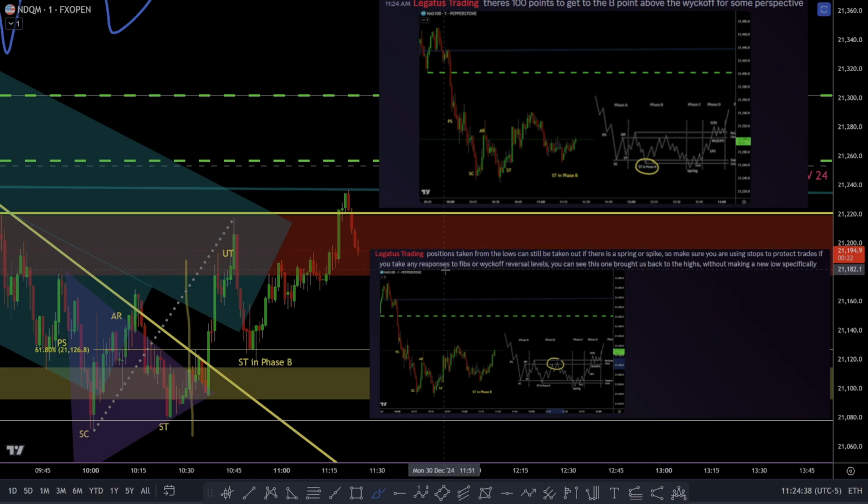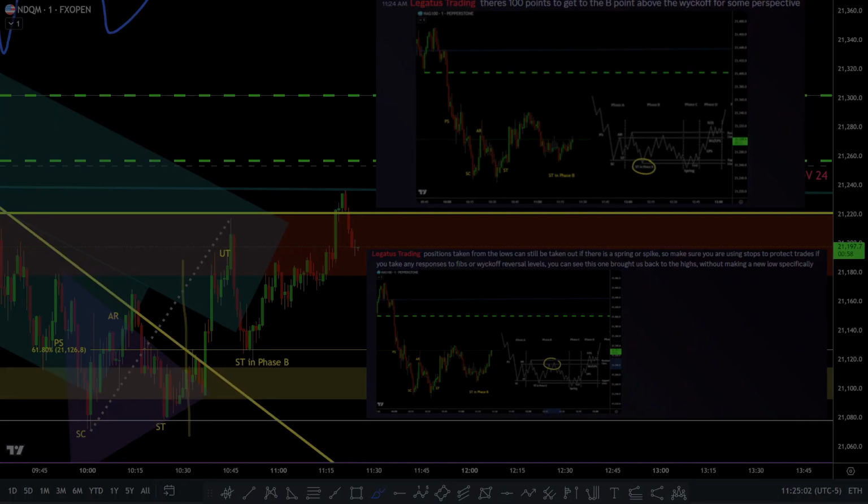If you take any responses to fibs or Wyckoff reversal levels, I mentioned that it was bought back to the highs without making a new low specifically. And in the schematic, it's supposed to make a new low. I was just pointing out that we didn't do that. Just like today.